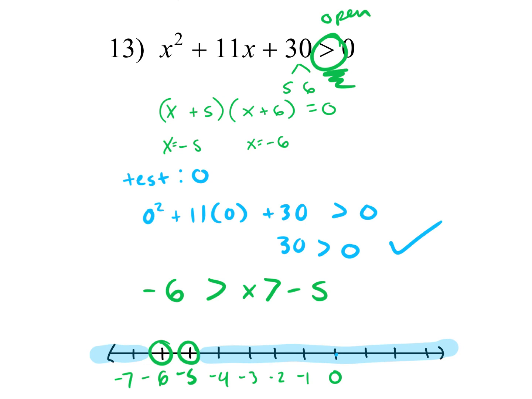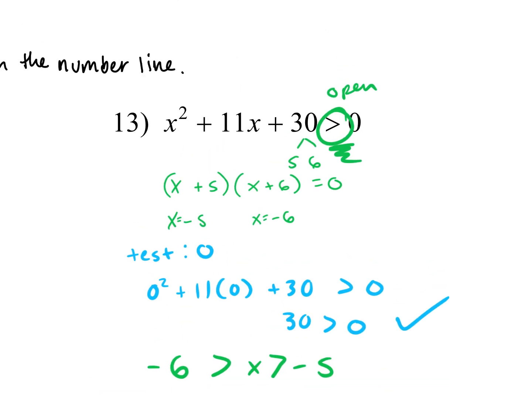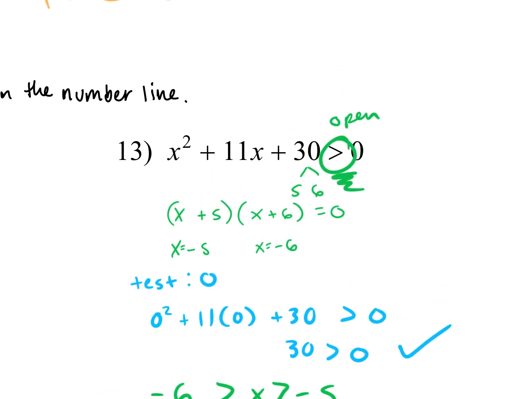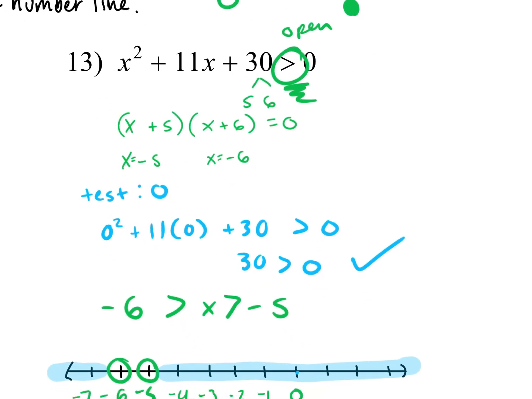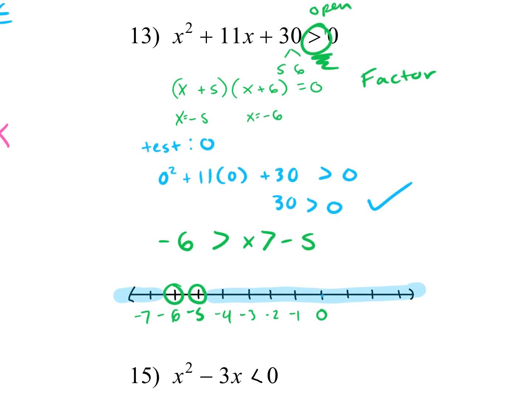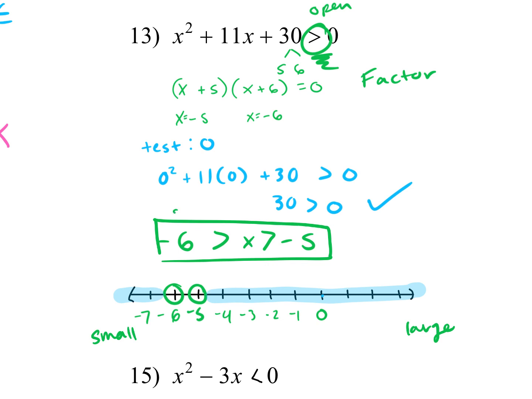Yeah, it opens to the left. But when it's greater than or less than, we put an open circle at those points. When it's greater than or equal to or less than or equal to, we would put a closed circle. So for these questions, you'll always have to factor to start to find your key numbers. Put them on your number line. Remember, your number line goes from smallest to largest. And also when you write this part of your answer, it should go the smaller number first, then the larger.